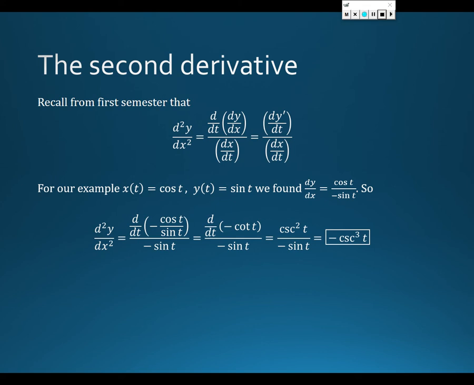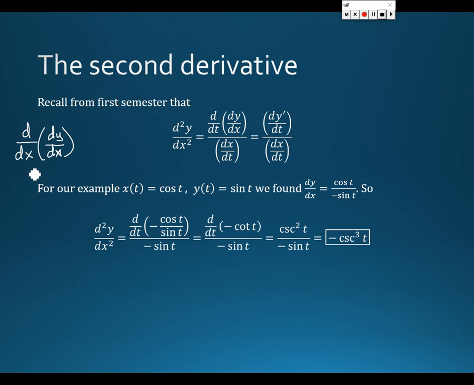So d²y/dx², what does this actually mean? Let's say what that means. Maybe by d²y/dx² we literally mean d/dx of dy/dx. That's always what we mean by the second derivative of y with respect to x, the derivative of the derivative. And by the chain rule, I mean, obviously I have a dt here, so how does that come out?